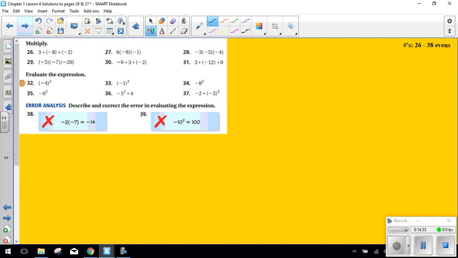We're going to look at 26 to 38 evens now. Remember, anything that's done incorrectly, please be sure you are fixing and correcting. If you have questions, please be sure you make note of those problems.